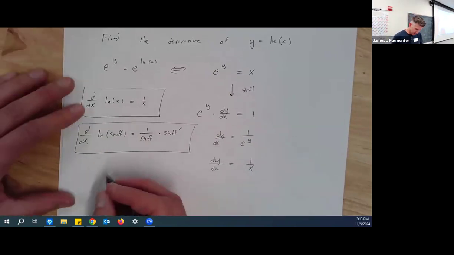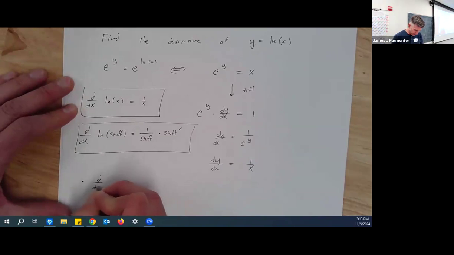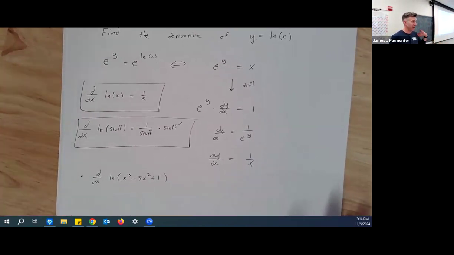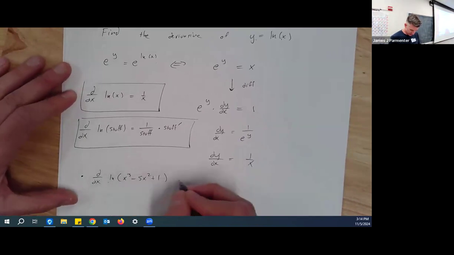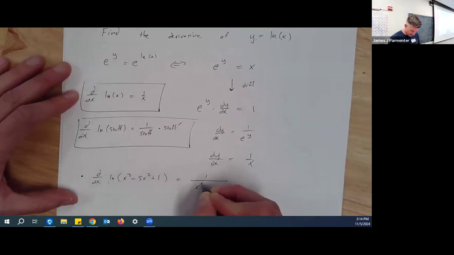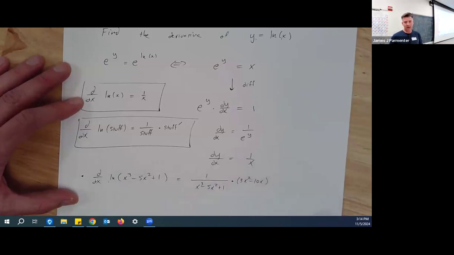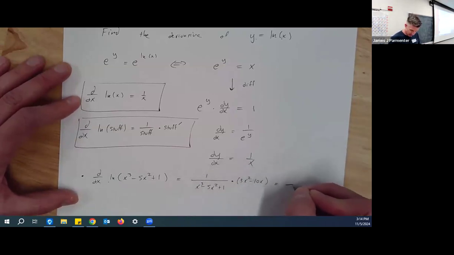So that means we could ask questions like, hey, what's the derivative of the natural log of x cubed minus 5x squared plus 1? And since I know the derivative of the natural log of x is 1 over x, the derivative of the natural log of some stuff is going to be 1 over all that stuff multiplied by the derivative of all that stuff, which is 3x squared minus 10x. And people often like to write this multiplied by part as the numerator. So you could write this more compactly as (3x squared minus 10x) over (x cubed minus 5x squared plus 1).